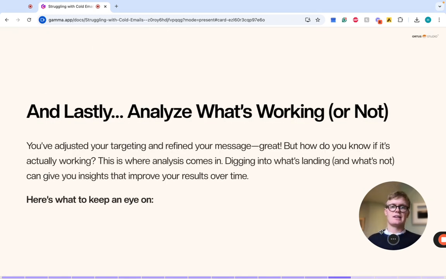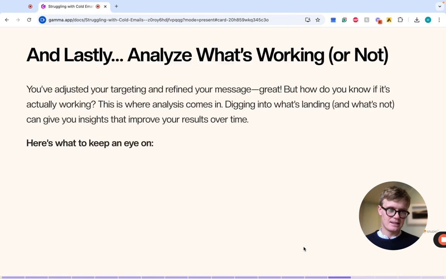And lastly, just analyze what's working or not. So let's say you've adjusted your targeting, refined your message, that's great, but how do you know if it's actually working? And that's where analysis comes in, and digging into what's landing and what's not can give you insight that is massively going to improve your results over time. And here's the main things to keep an eye on.